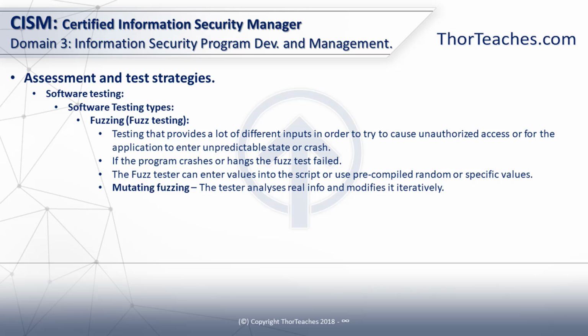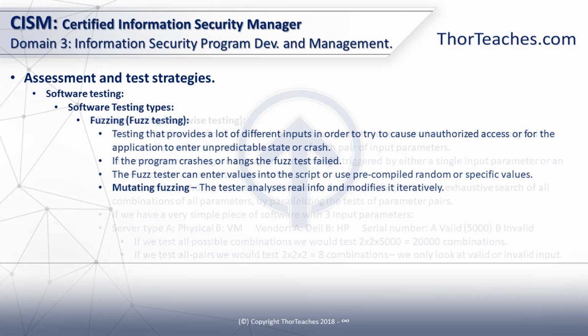And the person performing the fuzz testing can either enter the values into a script or just use precompiled either random or specific values. And just like in penetration testing, we can also do it iteratively. We analyze how the software reacted to the first fuzz test. Then on the second one, we change the input a little bit. Then we analyze that. Then we change it a little more. That's called mutation fuzzing. And it is, of course, more successful in finding the flaws than just regular fuzzing.